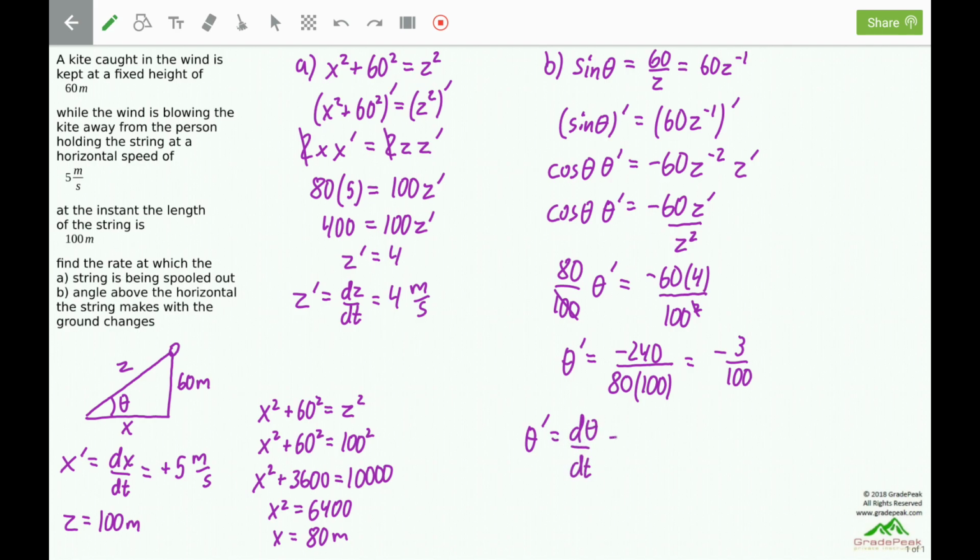So there's our result for theta prime, or d theta/dt. It's a negative 3 over 100, units of theta angle, radians, over units of time, in this problem, seconds, radians per second.